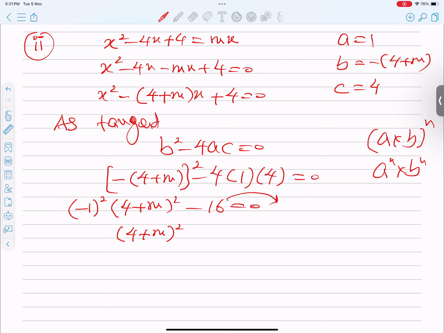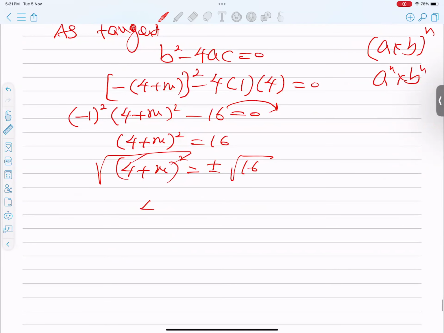I bring 16 to the other side. I can expand it, but I will take the root of both sides. As I take the root of both sides, it becomes like this. Look, I'm showing you. Root of the left side, root of the right side, plus minus compulsory. This will cancel. I got 4 plus m. Here I got plus and minus 4. I have two options. One is 4 plus m equals positive 4. The other, 4 plus m equals negative 4.